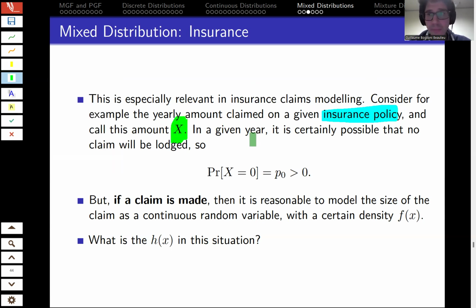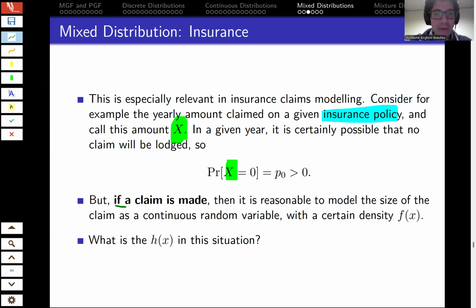Now, in a given year, it is certainly possible that no claim will be lodged. So on a specific policy, the amount claimed is exactly 0, and this happens with a positive probability, a probability that is strictly bigger than 0. So you have what we call a mass at 0.